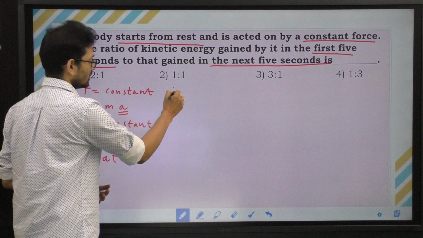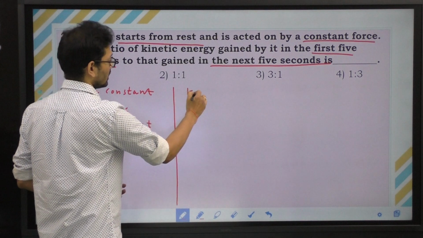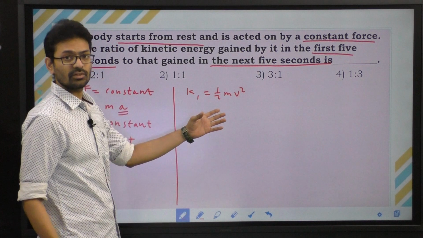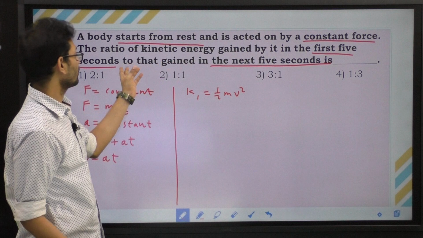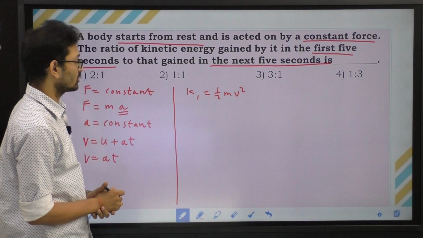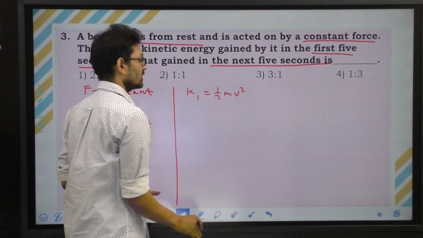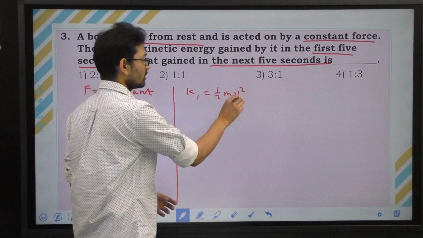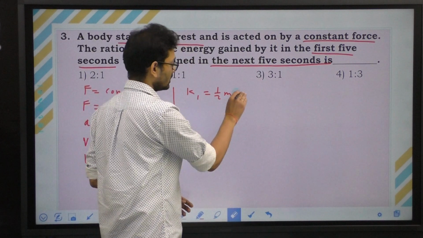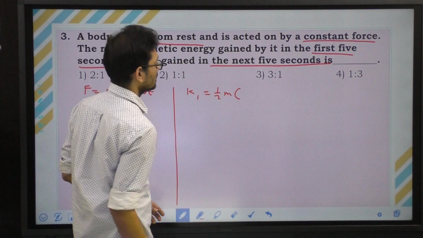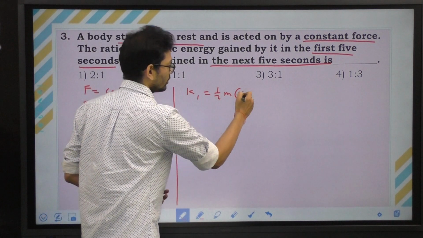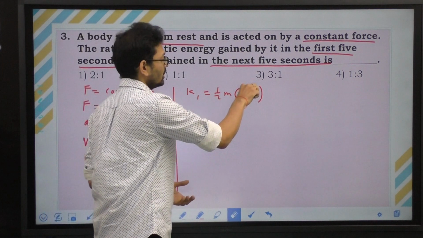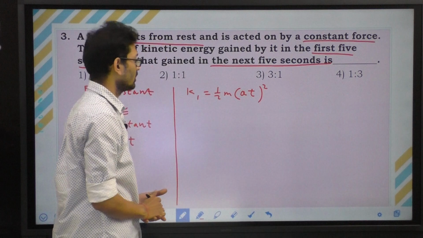Let us take the kinetic energy as K1 equals half m V squared. In that V squared, let us substitute for the first 5 seconds. The time relation is given, V equals AT. If you substitute in this V, V squared is nothing but AT, whole squared.